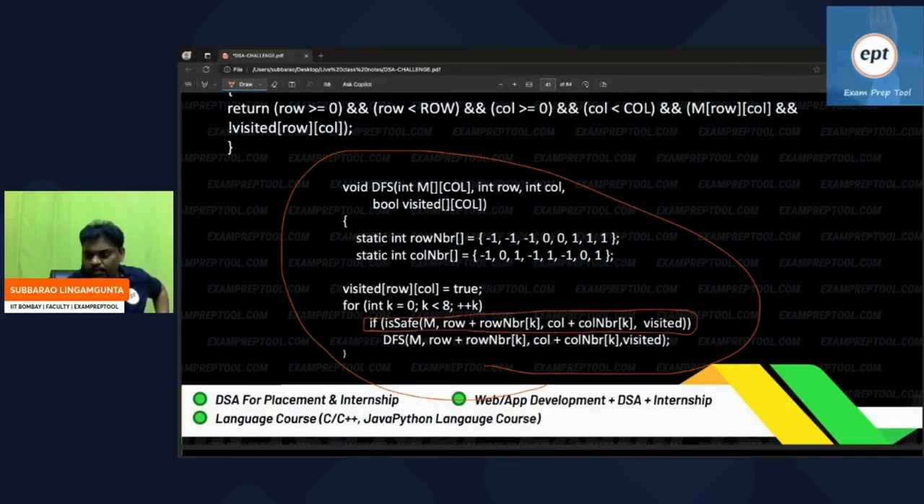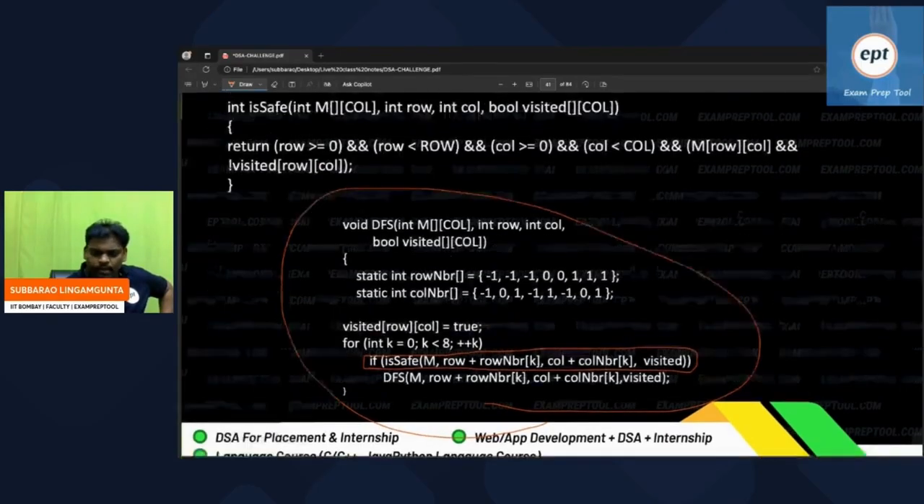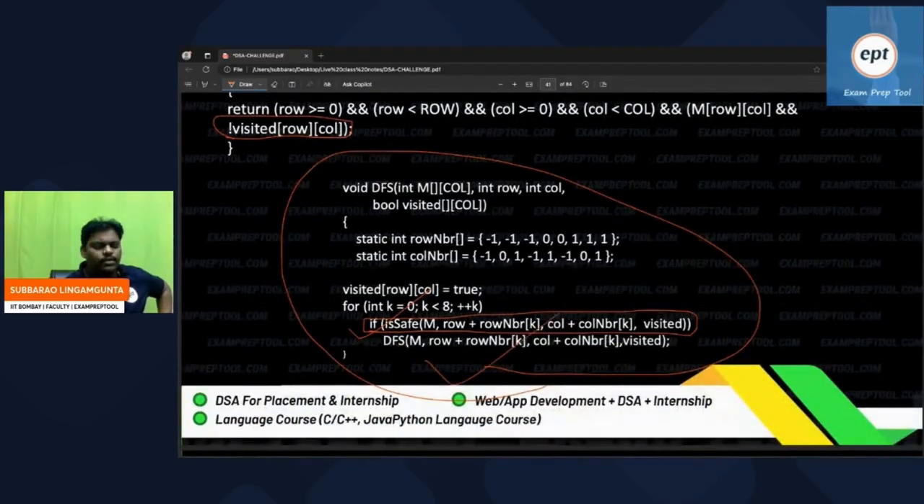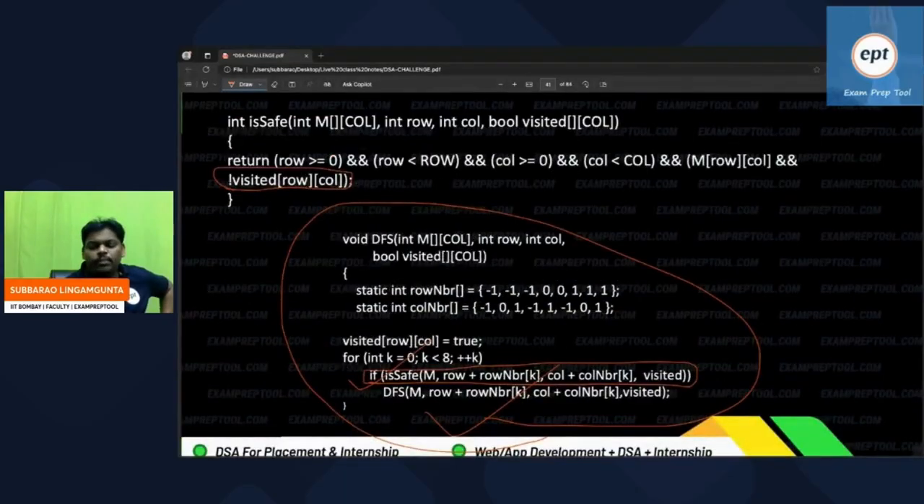If it is adjacent, and one more thing, it is not covered. Using this isSafe function, I will calculate whether it is adjacent or not, and I will check whether it is visited or not. If it is adjacent, one, and not visited, then I will call the DFS algorithm for that. Simply DFS, remember.